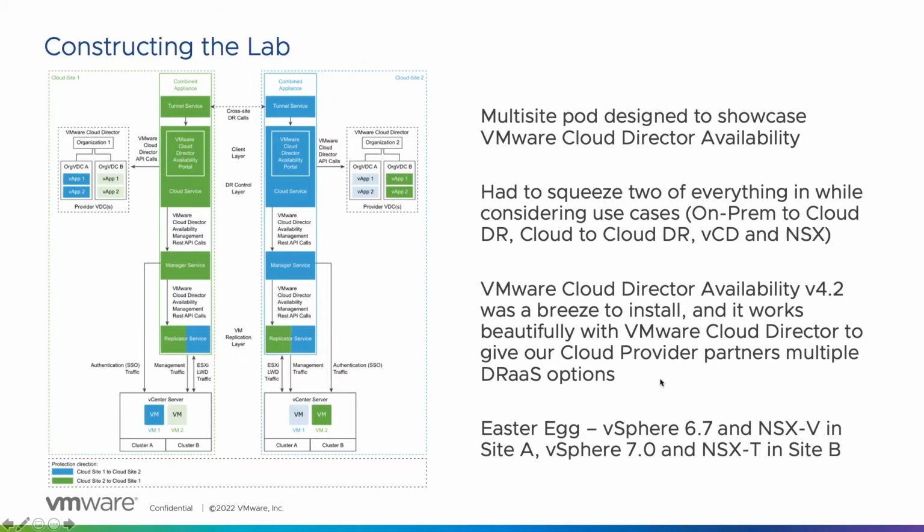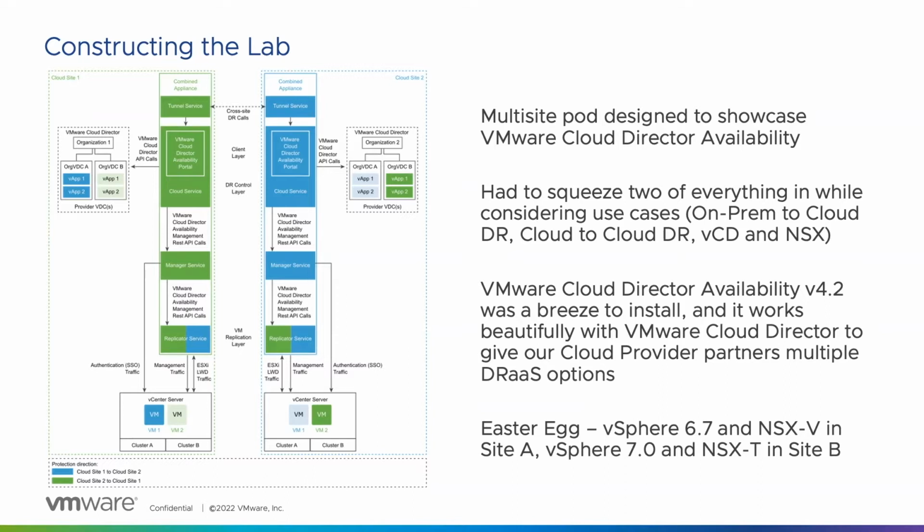So here's the base breakdown of the pod itself, all the moving parts. I will say Cloud Director Availability is really easy to install, either in the consolidated or the multiple appliances. It's a single OVA, and when you're deploying it, you just choose how you want it to deploy. So it's super easy. And then down here at the bottom, the little Easter egg, I'm using this for myself, but also I use it to show my partners, and y'all feel free to take advantage of this as well.